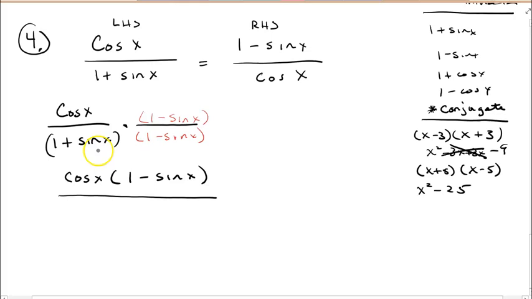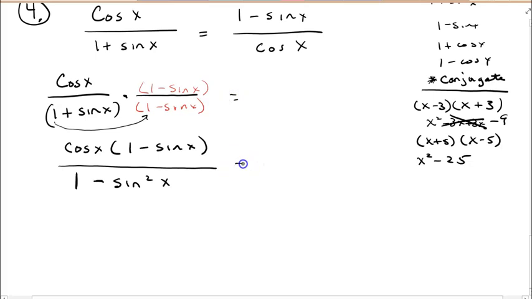So, knowing our middle terms are going to cancel, it's 1 times 1. Now watch. I would get negative sine x plus sine x. They're going to cancel away. So I'm going to be minus sine squared x.